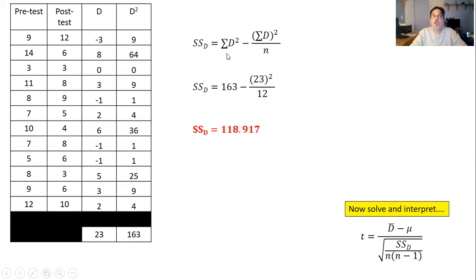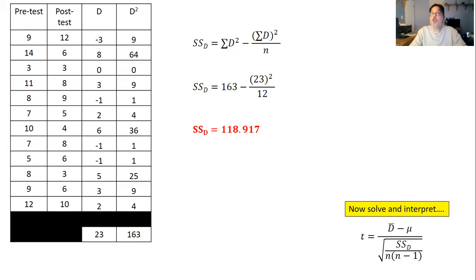Now, solving for sum of squares, sum of the D squares minus sum of D squared over n, 163 minus 23 squared over 12 gives us a sum of squares for D of 118.917. So that goes down here, have the mean, mu, and n. Okay, some of those should be figured out for you. So I guess the next one's going to have everything on there.